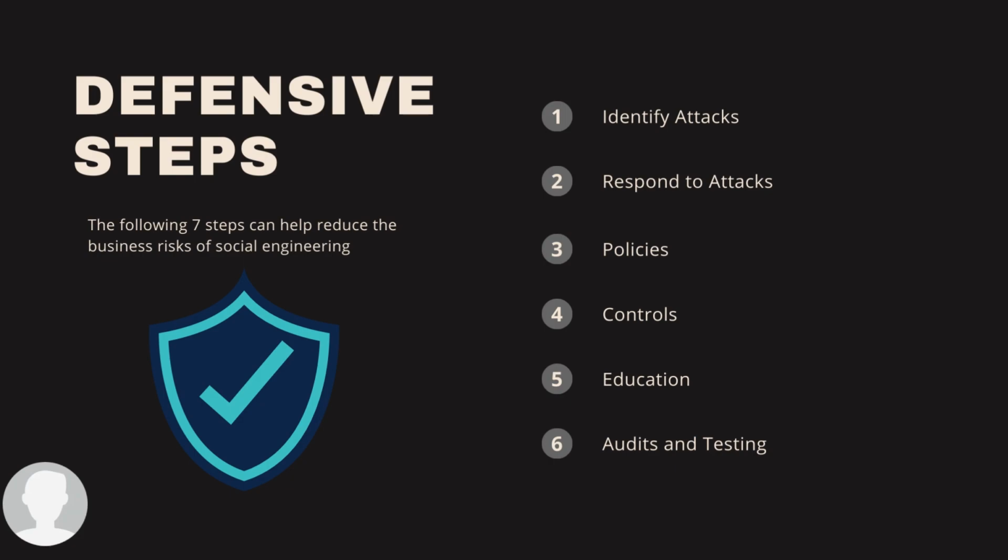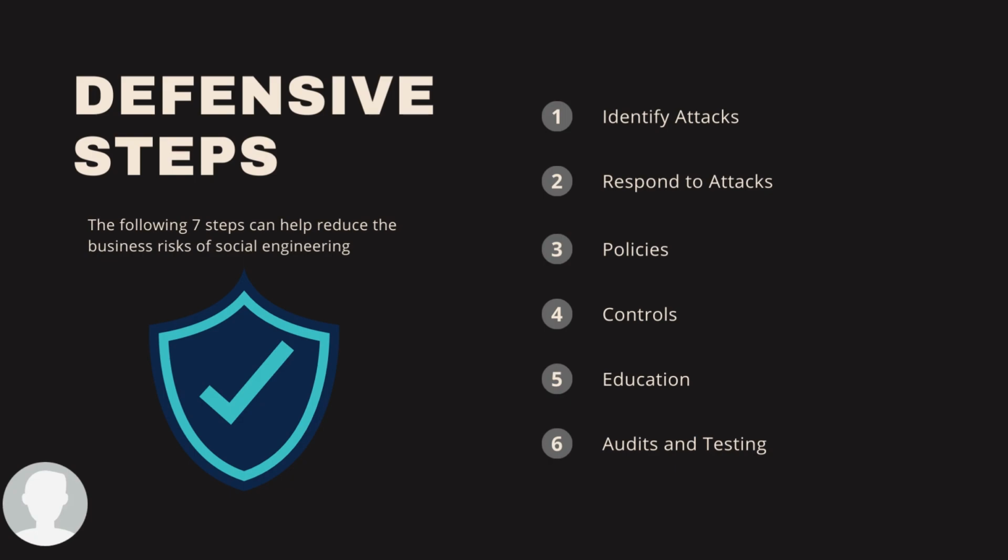Some defensive steps that are commonly used include these six steps: identifying attacks, responding to attacks, policies, controls, education, audits, and testing. Essentially, we'll go through each one. With identifying attacks, you may have the best technical controls, latest firewalls, most expensive IDS. An attacker can just get past all of those because they social engineered one of your staff.